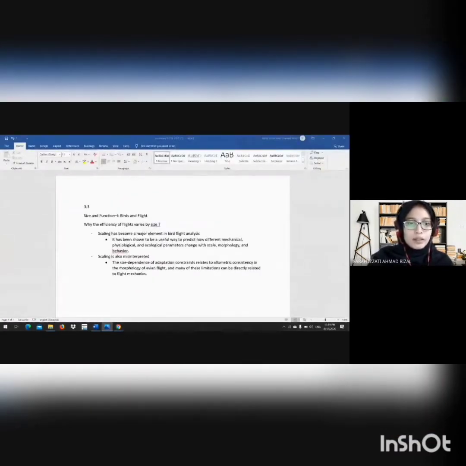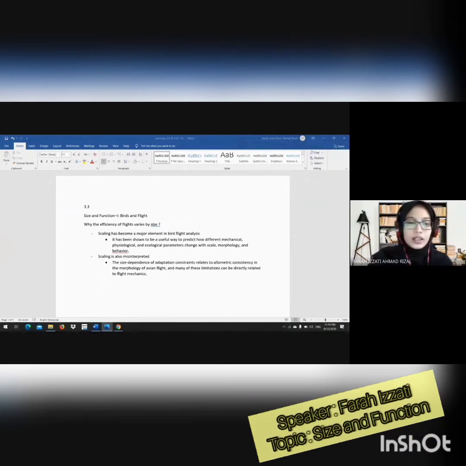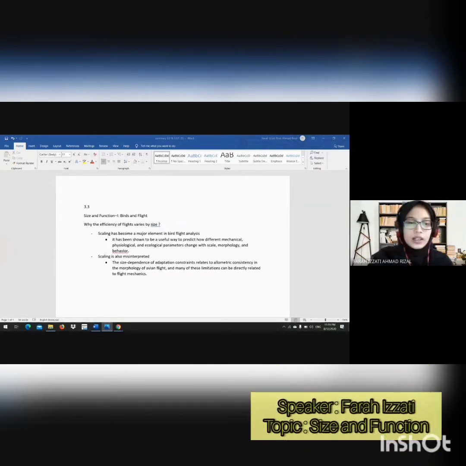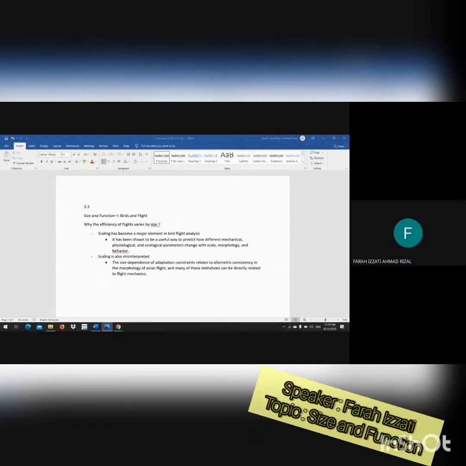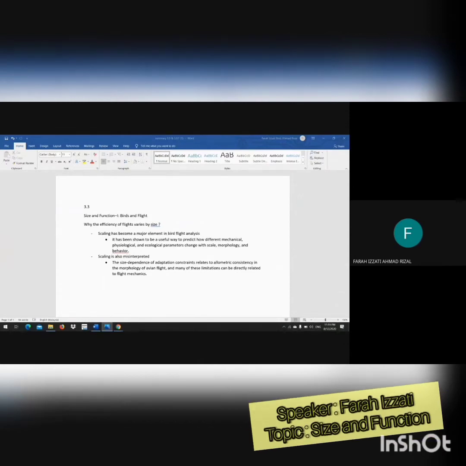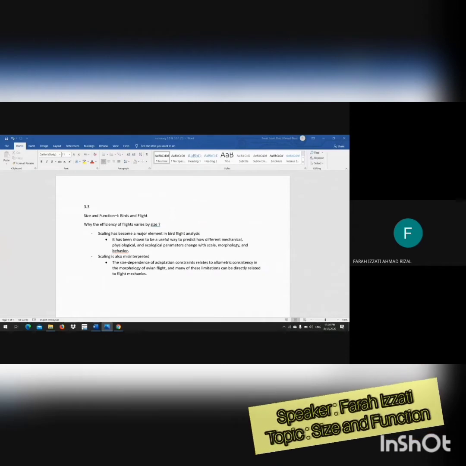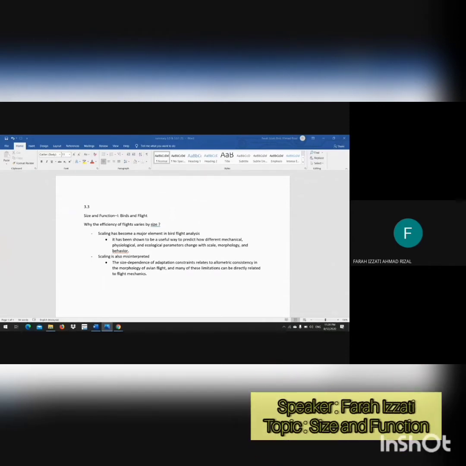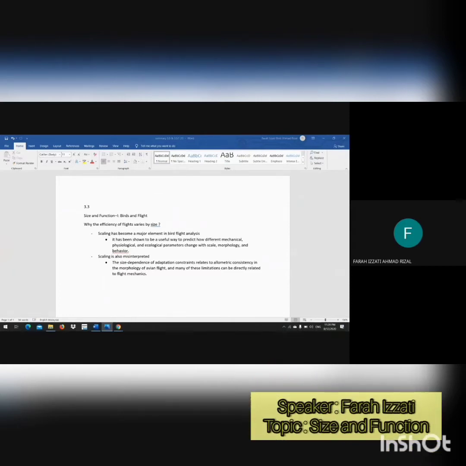Finally, for subtopic 3.3, size and function for bird flight. Okay, why does the efficiency of flight vary by size? Scaling has become a major element in bird flight analysis. It has been shown to be a useful way to predict how different mechanical, physiological, and ecological parameters change with scale, morphology, and behavior.